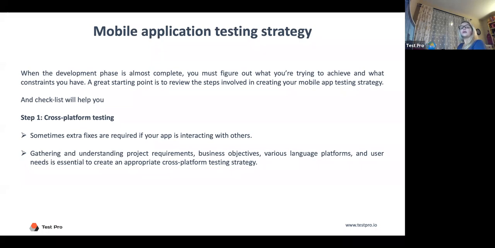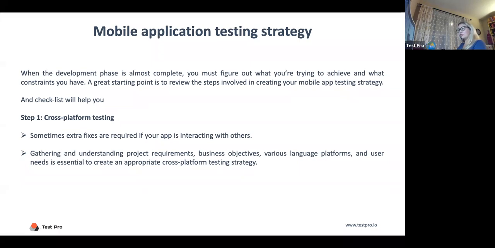The first step in your checklist will be cross-platform testing. Sometimes extra fixes are required if your app interacts with other applications or features, so we need to test it across platforms. Gathering and understanding project requirements and business objectives is the same if your application is written in various languages or platforms. User needs are essential to create an appropriate cross-platform testing strategy. So that's the first: you're supposed to figure out where you're going to test.